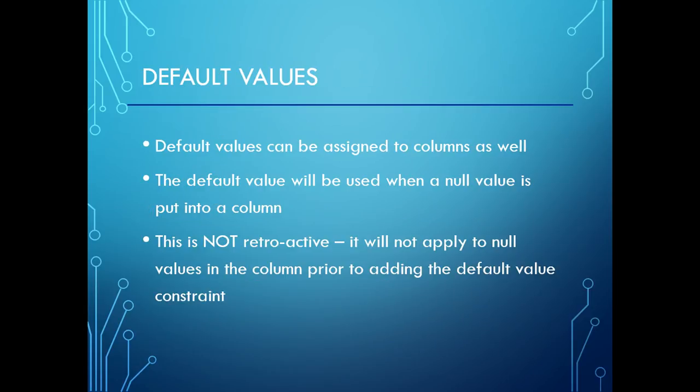Last type of constraint is a default value. So default values can be assigned to a column. This will put in the default value if we try to put a null in the column when we add or modify data. One thing to note is that this is not retroactive. So if we add this after there is data in the column, it will not go back and apply that default value to any nulls.